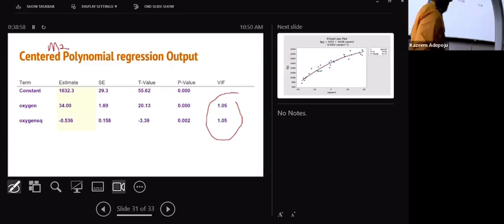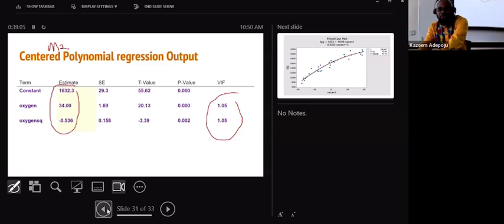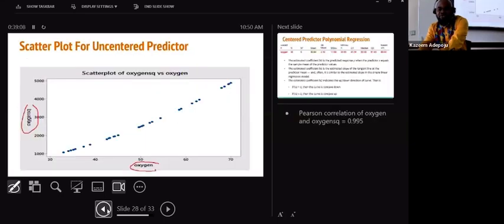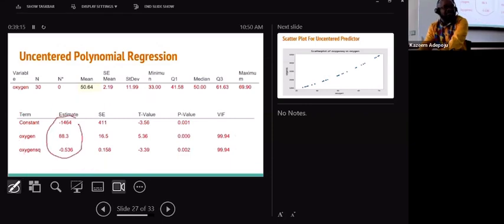Now, what are we going to pay attention to? Look at the estimate here. It will be totally different from the uncentered. I'm going to show you the one you get for uncentered now. Can you see the uncentered one? Are they the same? They are not going to be the same.